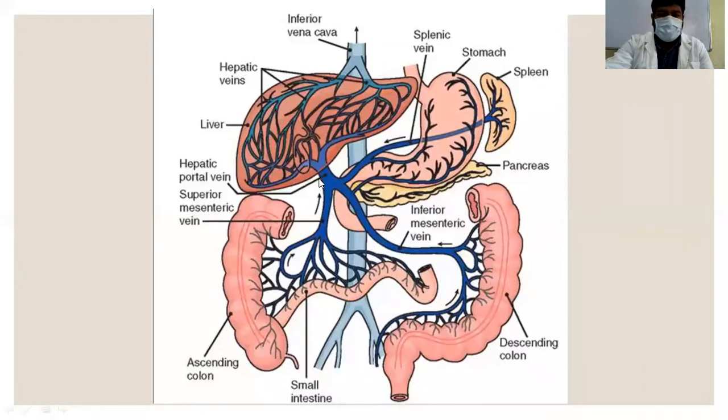This hepatic portal vein again goes into the liver, and in the liver, as we talked about, the metabolism and toxin neutralizing take place. After all this, it is drained into the hepatic veins, which come together and drain into the inferior vena cava. This is the portal circulation. Going to the next slide.